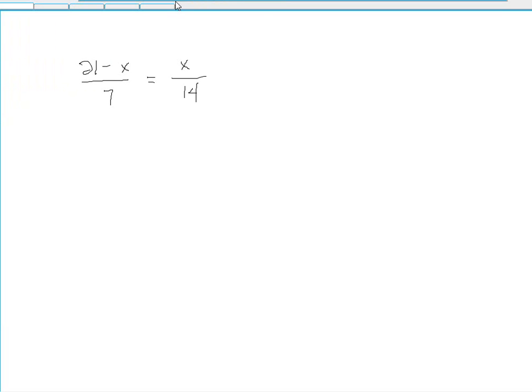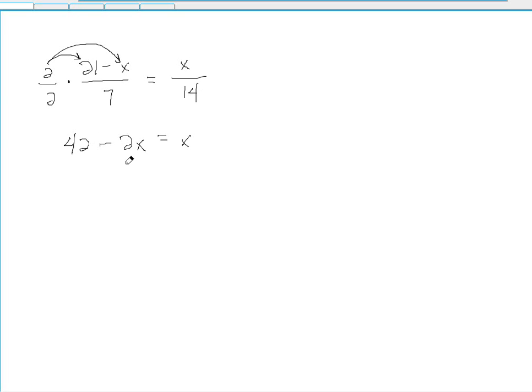Notice if you just took this fraction over here and multiplied top and bottom by 2, you would have 2 times 7, which is 14, and you'd have the exact same denominator as this fraction. That's one way to do it. You distribute through with the 2, so you have 2 times 21, which is 42, and then 2 times a negative x, which is negative 2x, equals x. Since your denominators are the same, you don't need the denominators anymore. Just solve this for x.